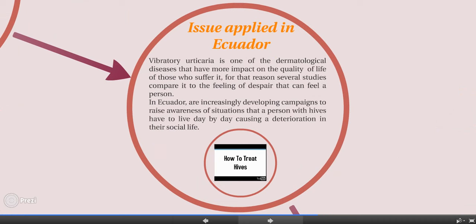Vibratory urticaria is one of the dermatological diseases that have more impact on the quality of life of those who suffer it. For that reason, several studies compare it to the feeling of despair that a person can feel. In Ecuador, campaigns are increasingly being developed to raise awareness of the situations that a person with hives has to live day by day, causing a deterioration in their social life.